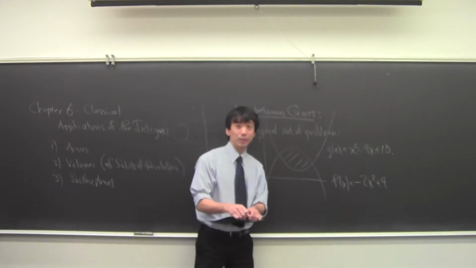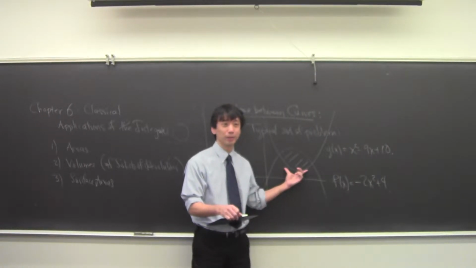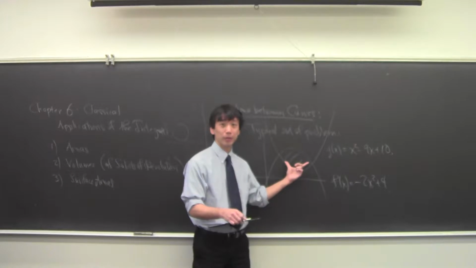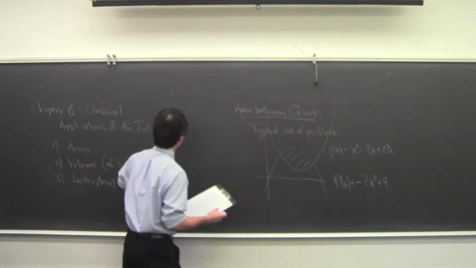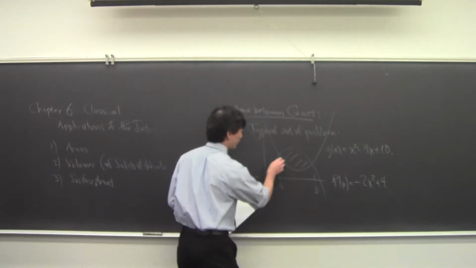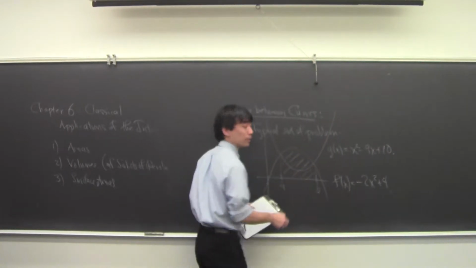Okay, so would somebody like to explain to us how you find this area? Anybody want to explain it to us? Suppose I asked you for the area under this top guy. How would you find the area under that? Well, that would just be the integral, right? You take the integral from here to here of that upper guy, and that would give you this area.